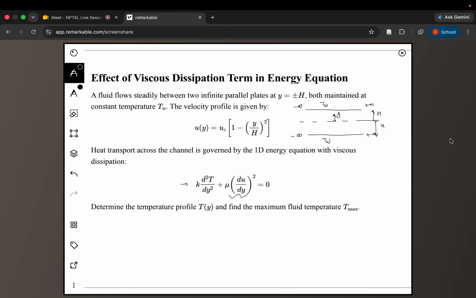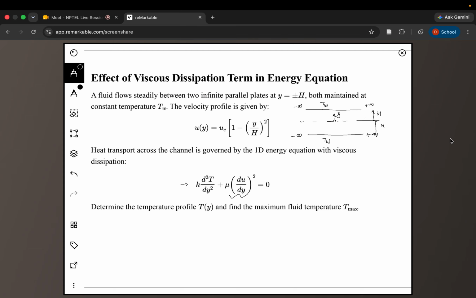At the center line. This is a symmetric channel. We have both the walls at the same temperature. Whatever heat it is getting, it has to reach TW, so the only place where the maximum temperature can occur is at the center line. Now let's say instead of both of them being at constant temperature, one of them is insulated, say the bottom plate is insulated. Then what would happen?